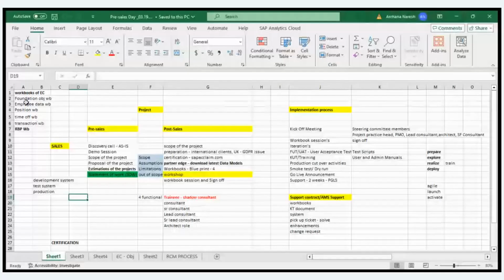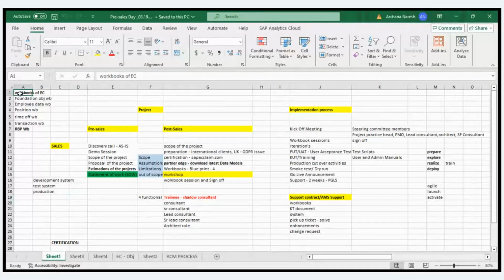Okay, so let's do one thing. Let me just take out... let me know once you're able to see my screen. Can you see my screen? Yes, sir.